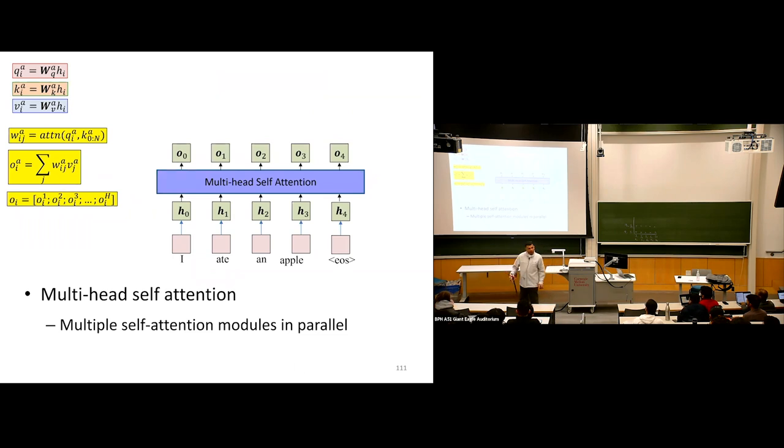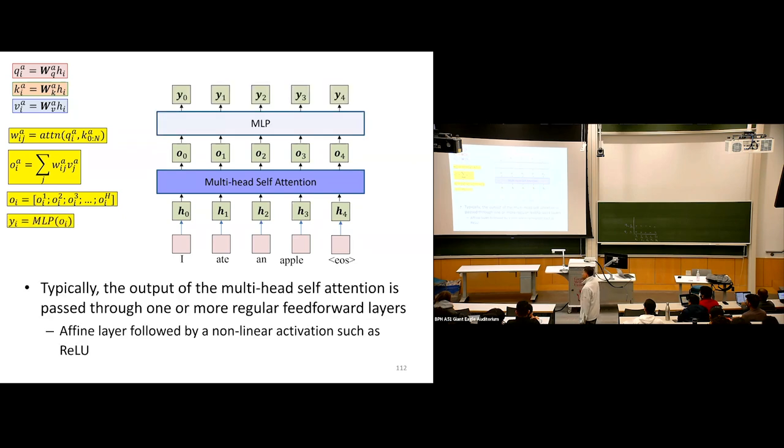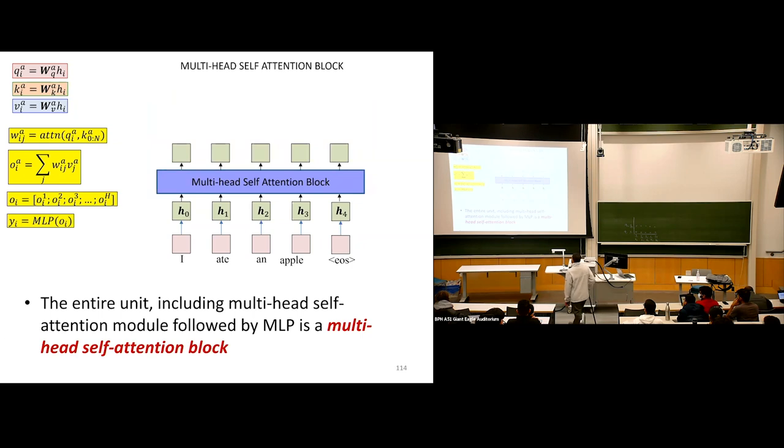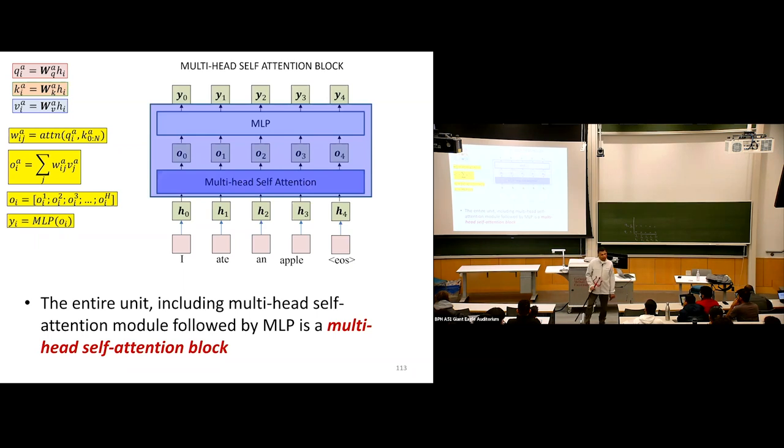And so this multi-head self-attention is now, as you can think of, this block which takes an input and generates an updated representation. And typically, in the way this thing is designed, that is put through some additional processing like a multi-layer perceptron, which operates individually on each of these outputs to generate the updated representation, right? And so this whole thing is what we call a multi-head self-attention block, which is basically this figure over here, okay?